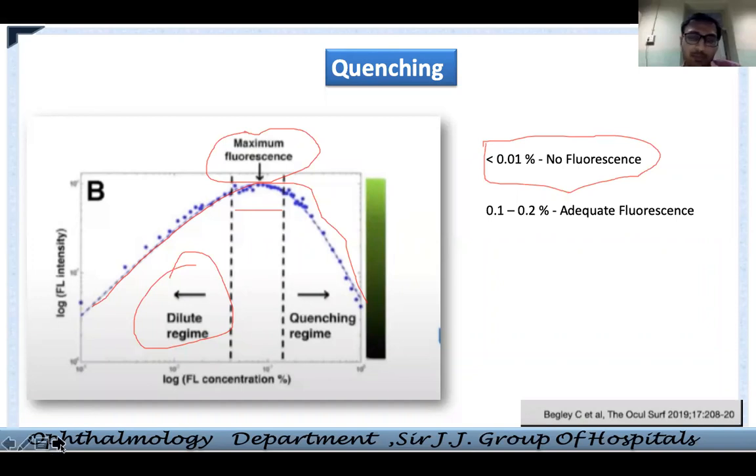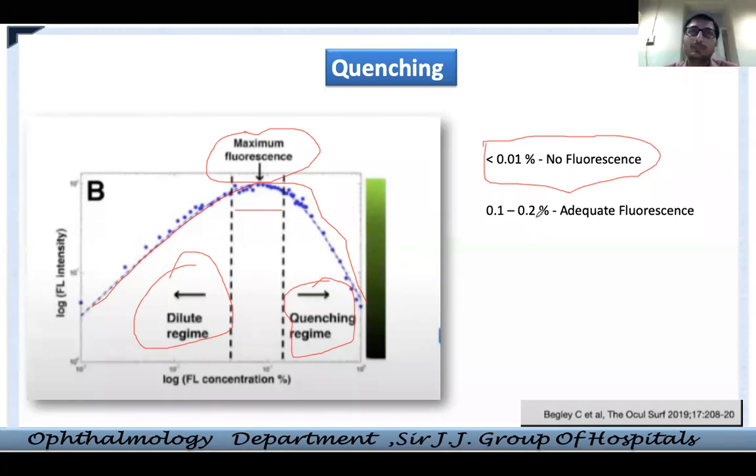What will happen if you put excess of it? If you put excess, an interference pattern will be there. Like I showed you in the previous corneal picture, with a lot of stain it emits so much fluorescence that you don't see what you were supposed to see. That is known as a quenching regime. So you don't want to fall in either one of them. You want to fall in the adequate one, which is 0.1 to 0.2%.